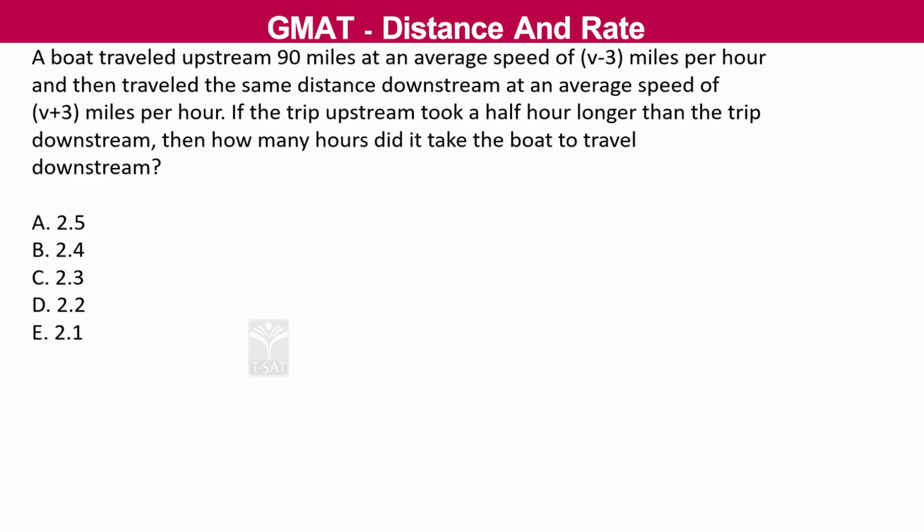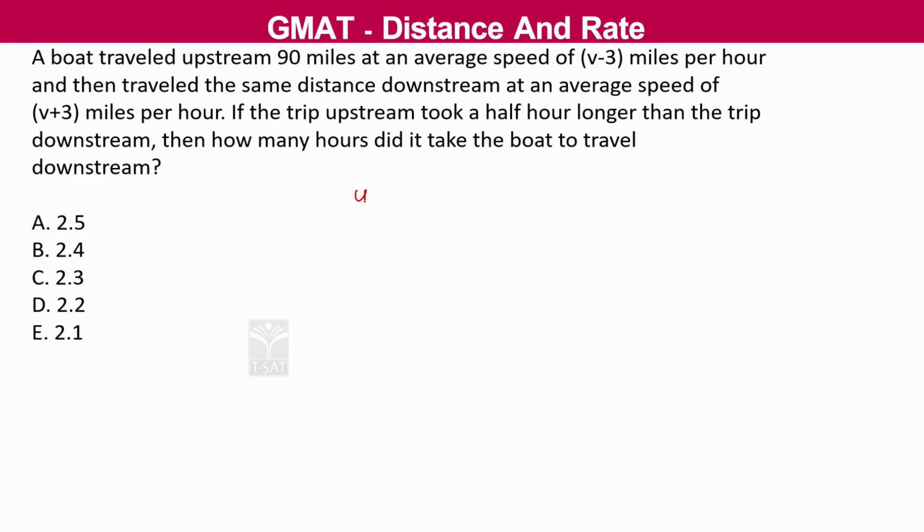So, the first question here says a boat travelled upstream 90 miles at an average speed of v minus 3 miles per hour and then travelled the same distance downstream at an average speed of v plus 3 miles per hour. If the trip upstream took half an hour longer than the trip downstream, then how many hours did it take the boat to travel downstream?